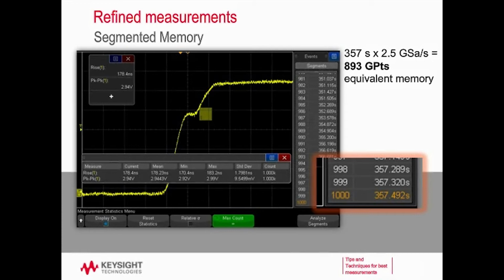We can go through 1,000 instances, and you can see in our statistics we've made 1,000 measurements, and we have statistics on all of those, of course. So we were able to combine the trigger that would normally be difficult, which we made easy with the Infiniscan zone touch trigger. We were able to take 1,000 captures over almost 6 minutes of time and capture the equivalent of almost a terabyte of memory.